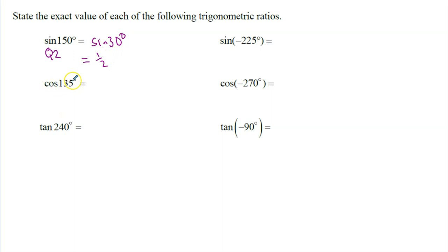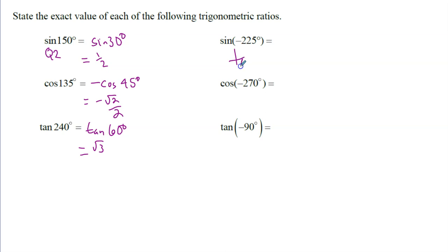The cos of 135 degrees. So 135 degrees is in quadrant 2, and in quadrant 2 the cosine is negative and the reference angle is 45. So it's the negative cosine of 45 degrees, which is negative root 2 over 2. Tan of 240 degrees. So 240 degrees is in quadrant 3. And in quadrant 3, the tangent is positive, and the reference angle is 60 degrees. So this will be the tangent of 60 degrees, which is root 3 over 1, or just root 3.